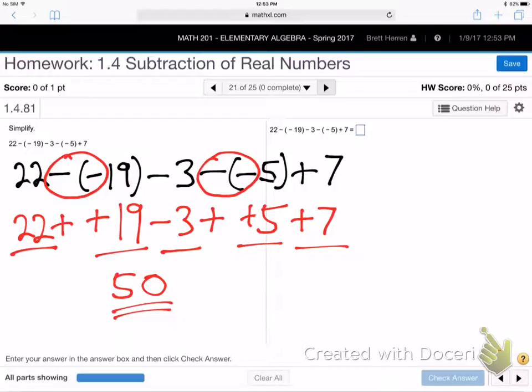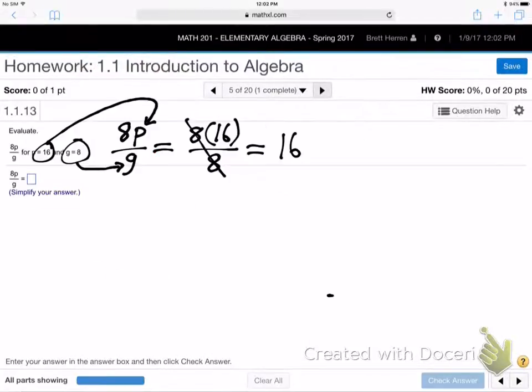So the first thing we did is the two negatives head to head, we made positive. Two negatives head to head, we made positive. And then just do it left to right in your calculator. All right.